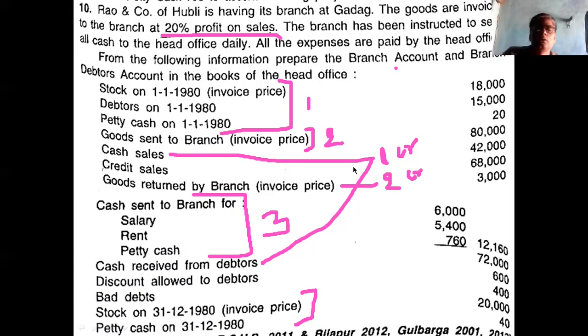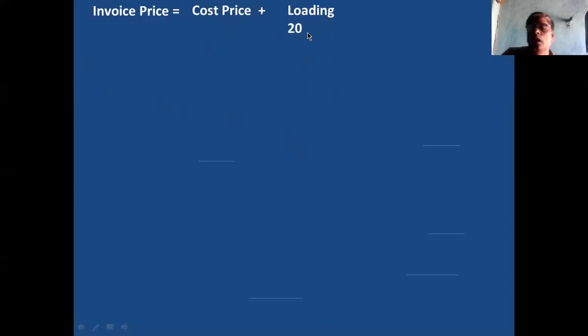You see the solution. First, I'll write the equation: invoice price is equal to cost price plus loading. In your problem, loading is 20, given on sales. This 20% is on sales, so you write 100 below the invoice price.